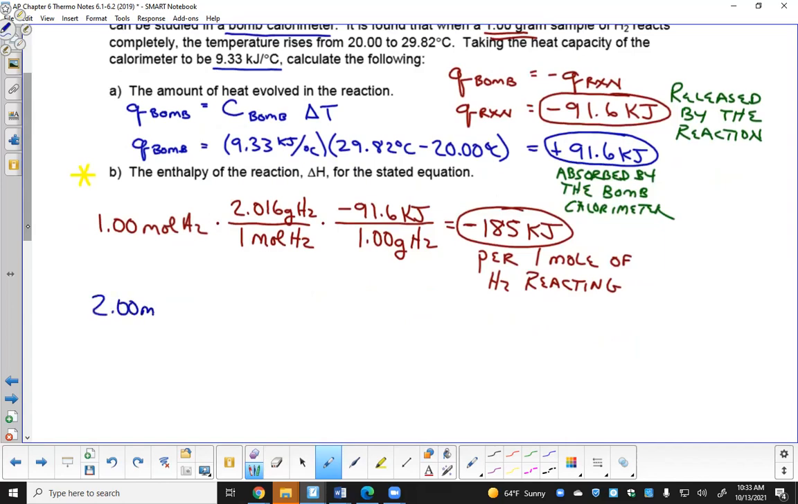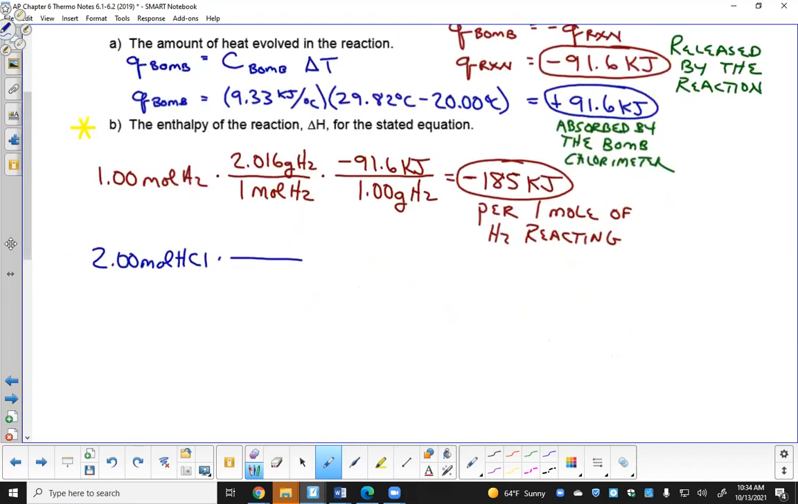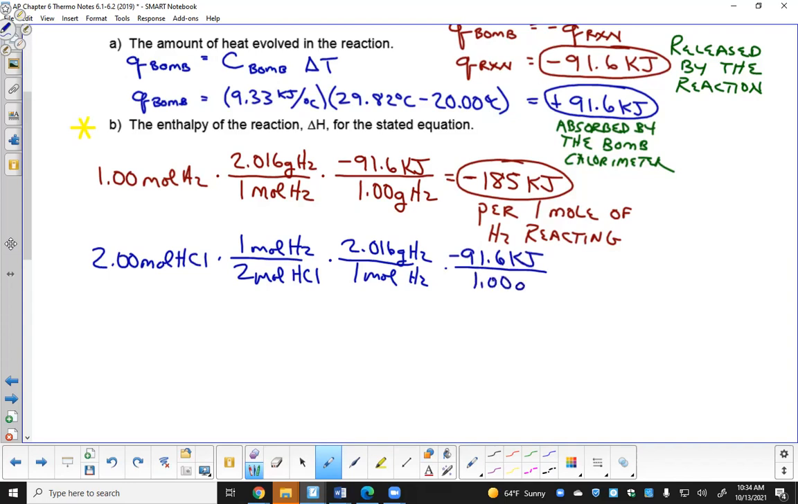I start out with 2 moles of HCl. Now, it is a balanced equation, right? 2 moles of HCl react with 1 mole of hydrogen. And there's still 2.016 grams of hydrogen, 1 mole of hydrogen. And the reaction, the bomb calorimeter, still tells me that there's 91.6 kilojoules of energy produced when 1 gram of this hydrogen reacted. So, we get back to the same thing, -185 kilojoules of energy.